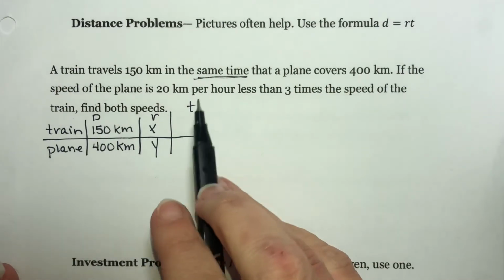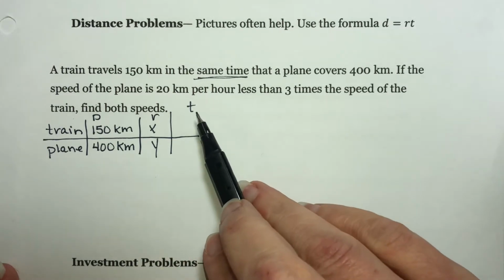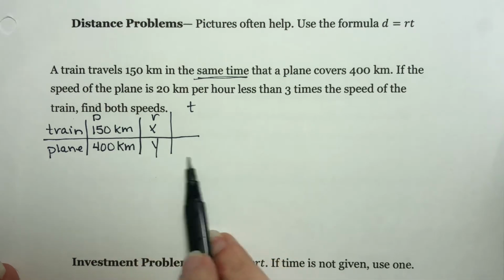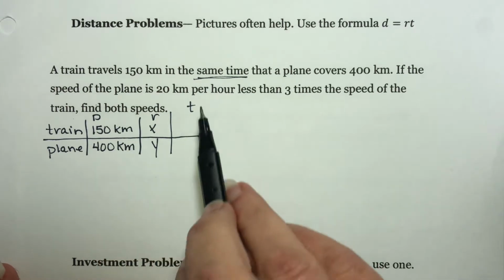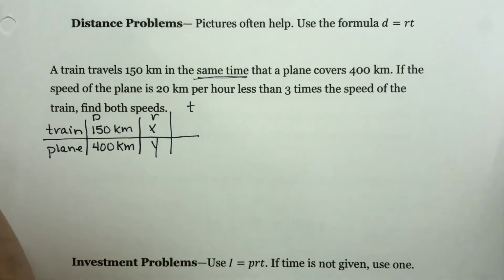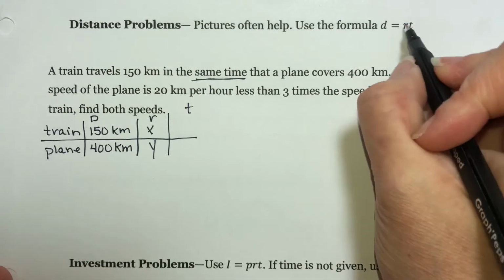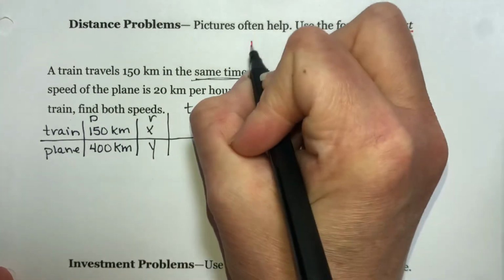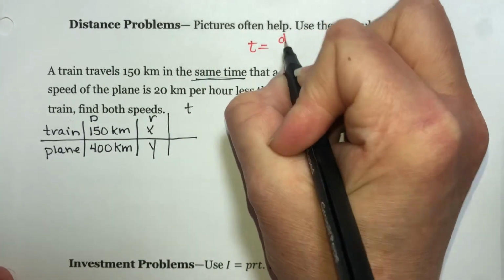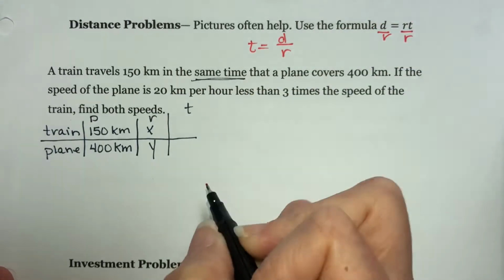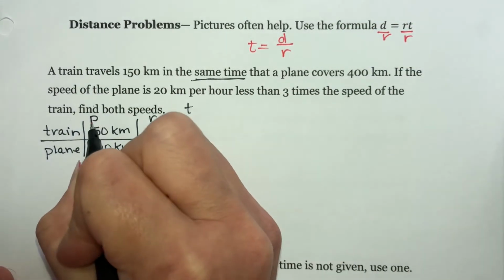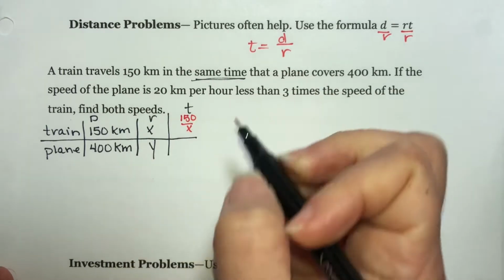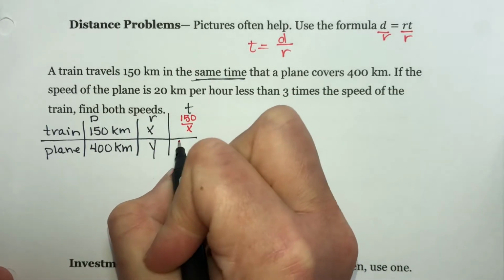So one of my equations is going to be, if I can find a way of talking about how long the train went in terms of these, and then how long the plane went in terms of these, then I can set the two times equal to each other. Let's come up to this formula. If I want time, I can divide both sides by R, so that time is equal to the distance over the rate. So right here, I can do distance over rate, which would be 150 over X, and this will be 400 over Y.